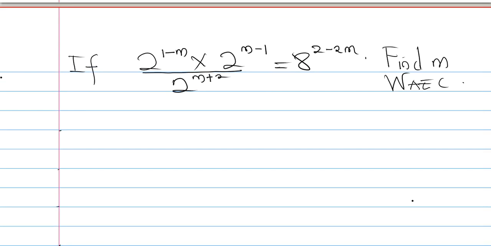Can you solve this question? Let's start. Now we have this value here, 2 raised to the power (1 minus m) times 2 raised to the power (m minus 1), over 2 raised to the power (m plus 2). Everything is equal to 8 raised to the power (2 minus 2m).